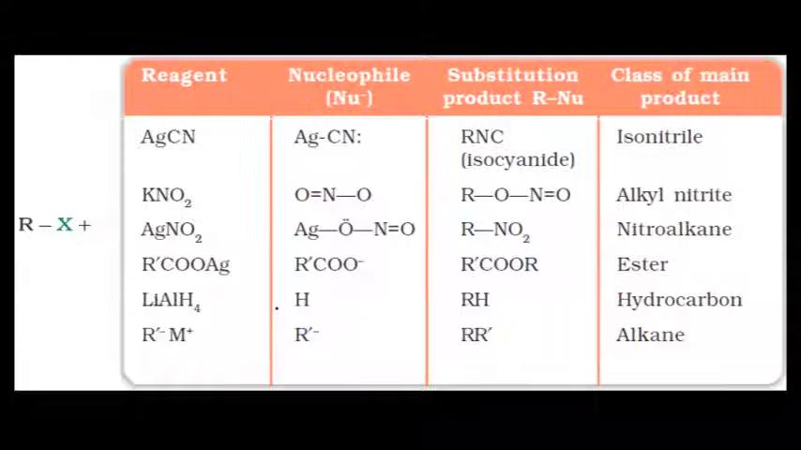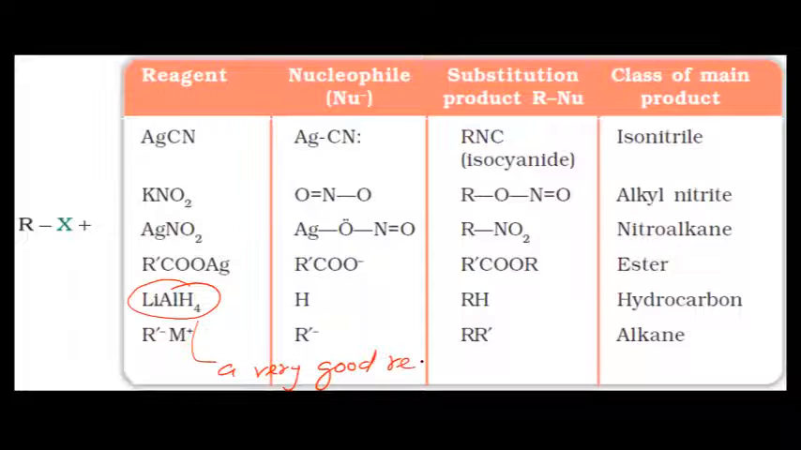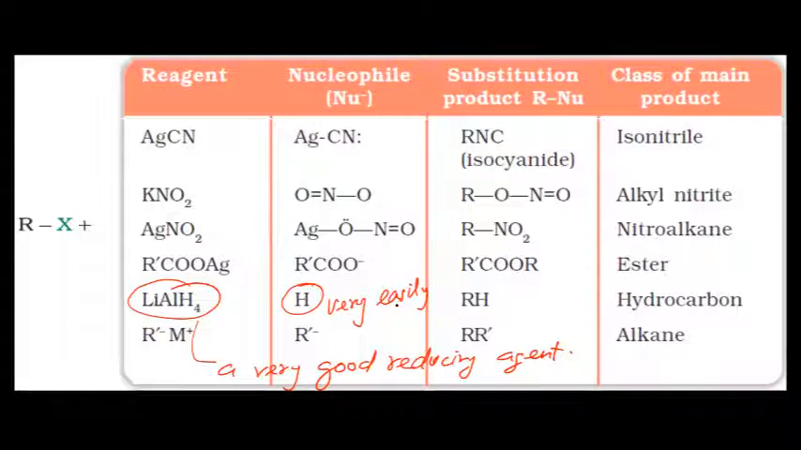Now the next one, lithium aluminum hydride. Lithium aluminum hydride is a very good reducing agent. And you know the reduction definition. One of the definitions of reduction is addition of hydrogen. Addition of hydrogen or any other electropositive element is reduction. And lithium aluminum hydride provides hydrogen very easily. It is one of the best reducing agents, lithium aluminum hydride.